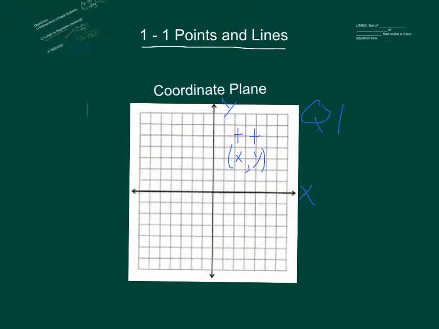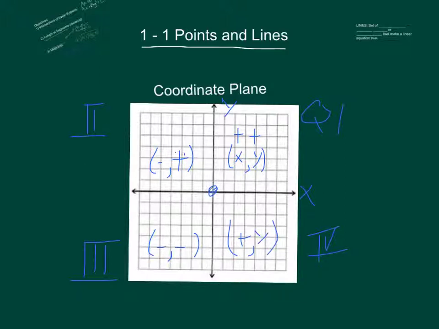In quadrant 2, we use Roman numerals. X is negative and y is positive. In quadrant 3, they're both negative. Again, use your Roman numerals here. And in quadrant 4, working your way counterclockwise down here, x is positive, but y is negative.